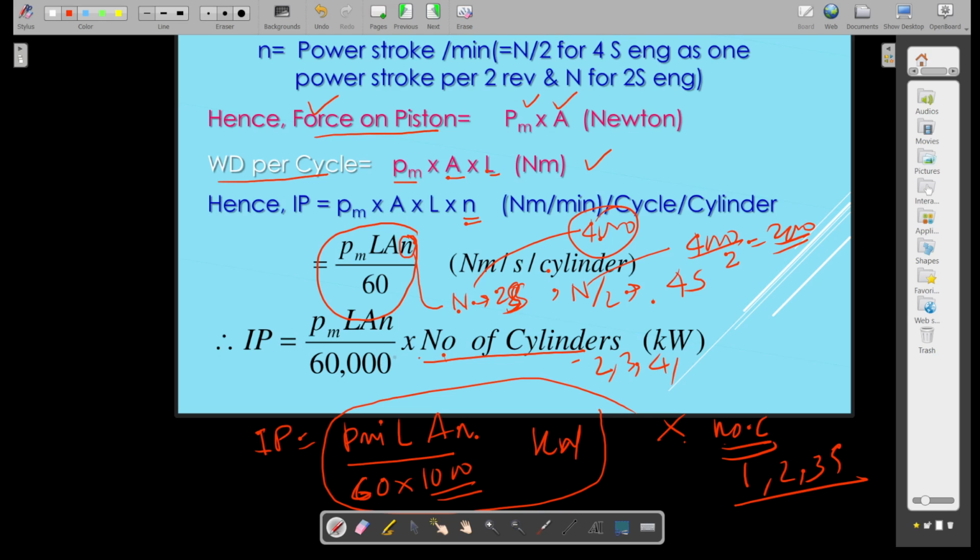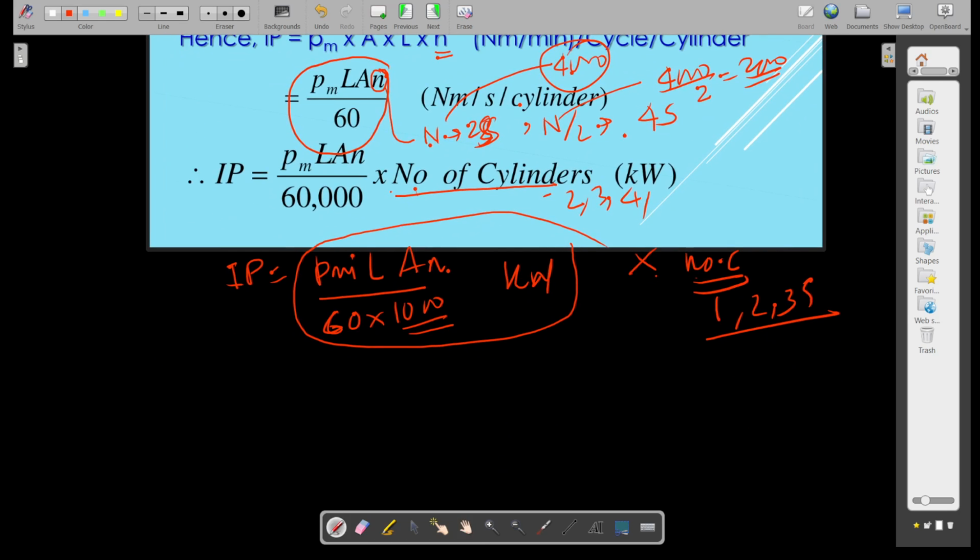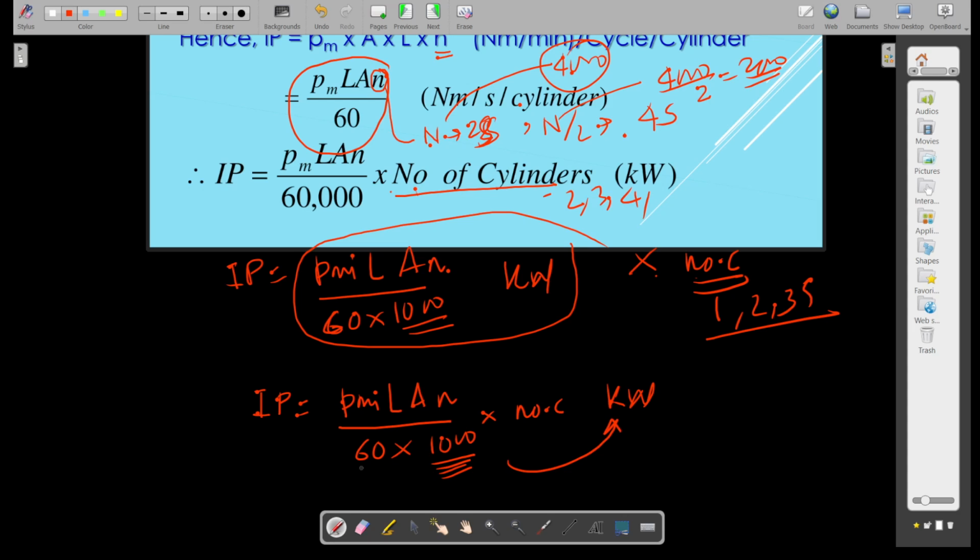So I think you must have understood the IP. Again I am just writing the formula. If I want to find IP, I should write IP is equal to PMI L A N divided by 60 into 1000 into NOC, that is number of cylinders, so I get in kilowatts. I am writing 1000 to get in kilowatt. I am writing 60 because this n is in RPM. ये RPM में है, मुझे किस में चाहिए, RPS में चाहिए. If I want to get in RPS, I have to divide by 60. Did you understand this? Indicated power.